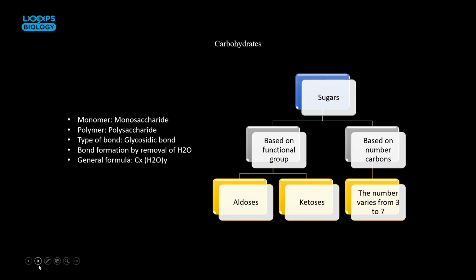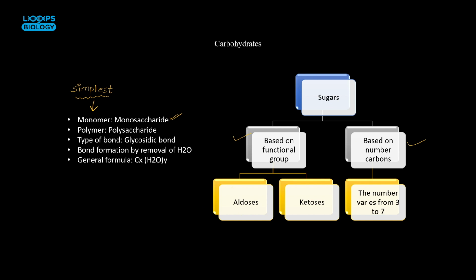Let's move on to the first biomolecule, guys, that is nothing but our carbohydrates. Whenever I'm talking about carbohydrates, the monomeric unit is nothing but the simplest unit of carbohydrate. Whenever I am talking about the simplest unit, that is called a monosaccharide. And this monosaccharide is divided based on functional group and based on the number of carbon atoms.